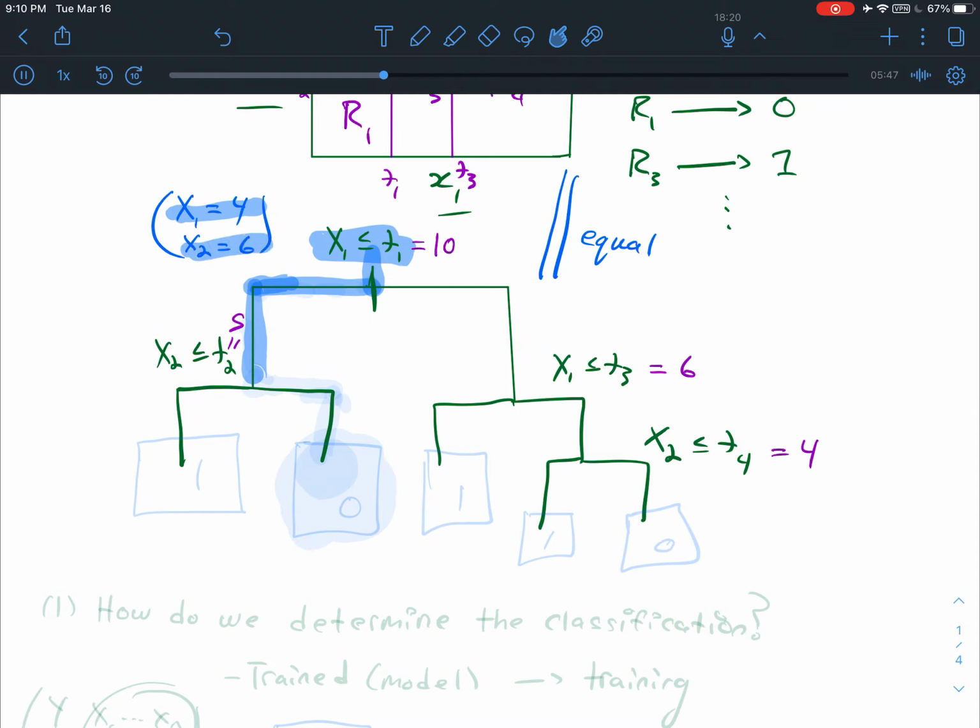So actually, it's greater than 5. So I go to the right, and boom, I end at this end node here. And you can imagine for different input data, I would follow a different path on this tree. And so what happens when I hit the end here?